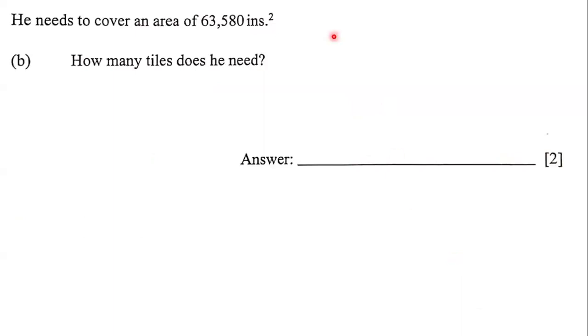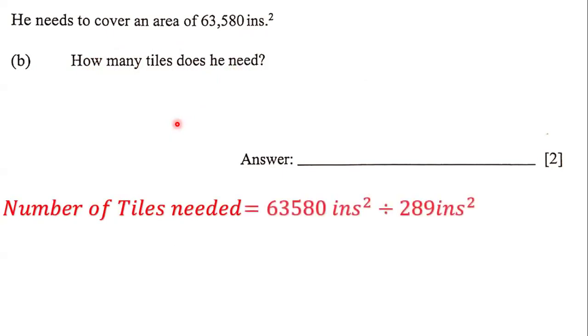Next, it states that he needs to cover an area of 63,580 inches squared. And so they're asking us, how many tiles does he need in order to cover this area? And so what we need to do is divide. So we're going to take 63,580 inches squared and divide it by the area of one tile, which is 289 inches squared.